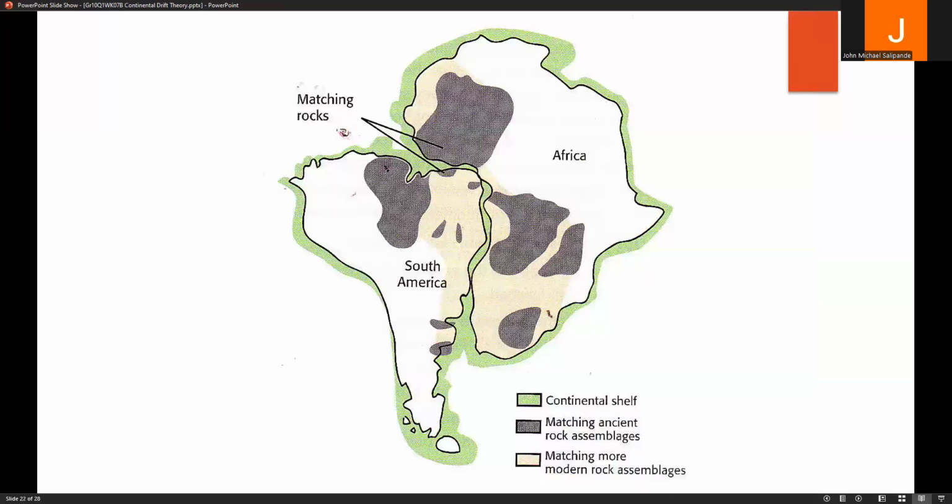Okay, so next, also here we have the dark areas found on South America and Africa. These are matching ancient rock assemblages, no? Supporting the evidence that South America and Africa probably were connected before, just like any other continents.